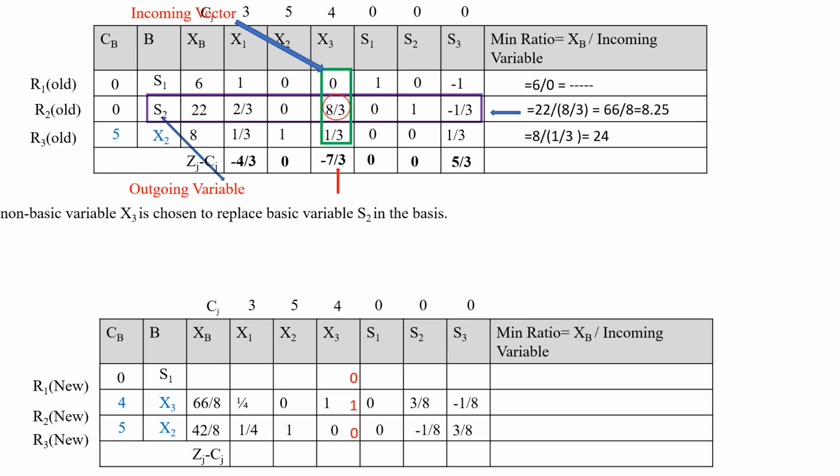So next we have to perform another row operation for R1 new. So R1 new will become the R1 old only, because here in the old table, in the R1 row, for the X3 column, the value is already 0, so we do not need to modify the R1 old row. So then R1 new is equal to R1 old. So we have to fill these values with the same values of the old table.